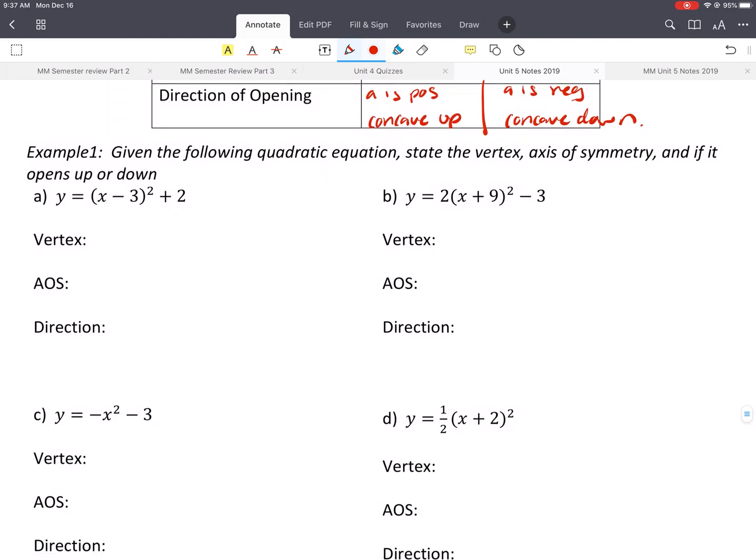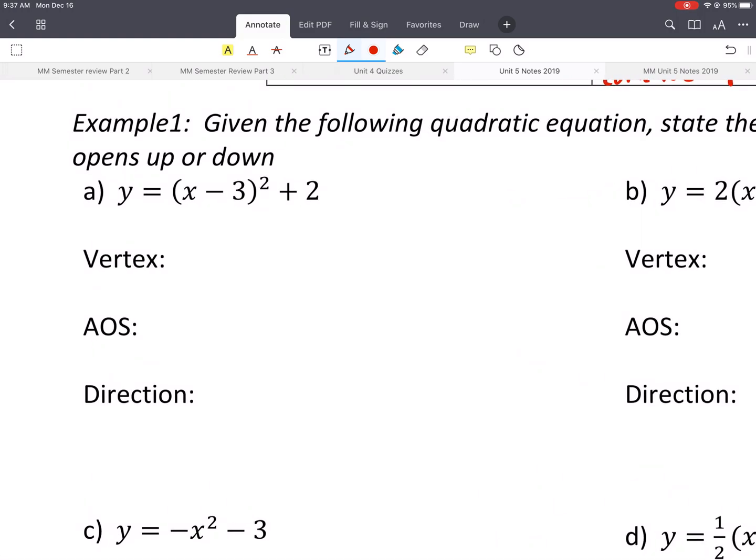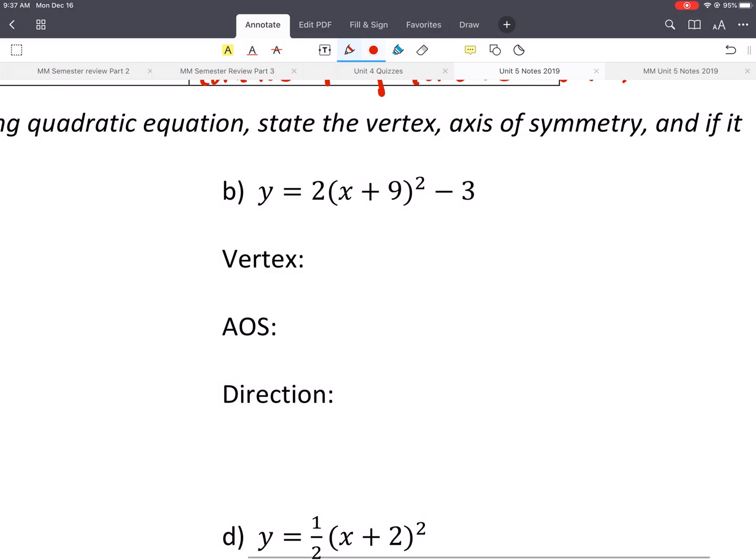Given the following quadratic equations, state the vertex, axis of symmetry, and if it's opening up or down. Okay, so here's an equation in vertex form. Again, vertex is super easy to find. You bring it out and you change its sign for the x, and then the y value would stay the same. Axis of symmetry is just going to be 3. And the direction of opening here would be up, concave up, because a is positive. All right, so pause and see if you can do the other 3.